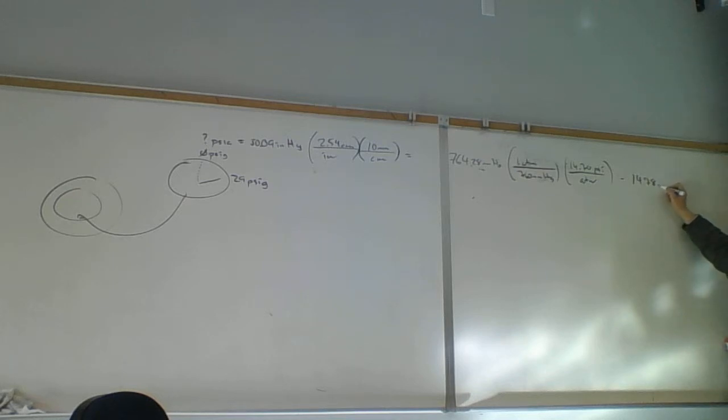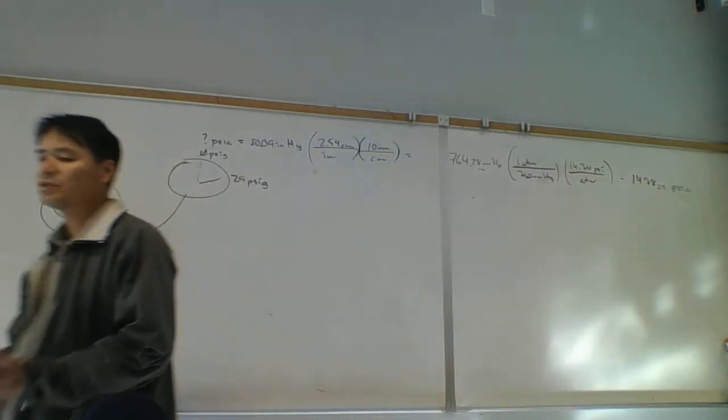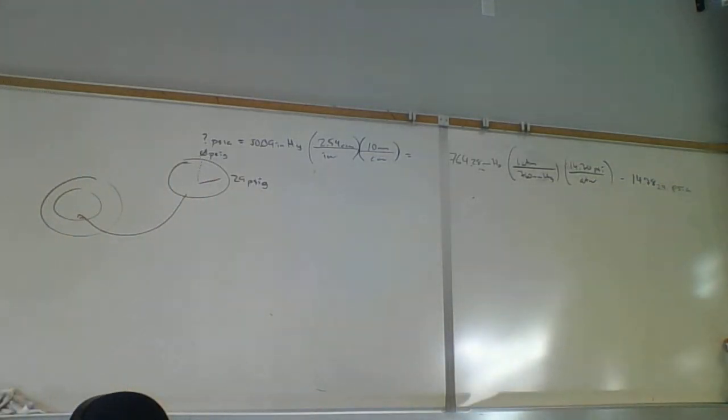So like I said before, I want to see the drop digit, so at least write that. The drop digit in this case is going to be 2. I'll write some extra. This is going to be psi, but this is not our final answer, so I'll go ahead and carry extra digits here. What is this? Psi A. All right, so this is our barometric pressure. Our barometric pressure is 14.78 psi A.